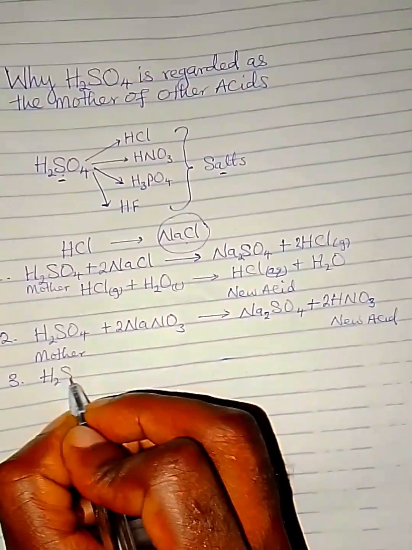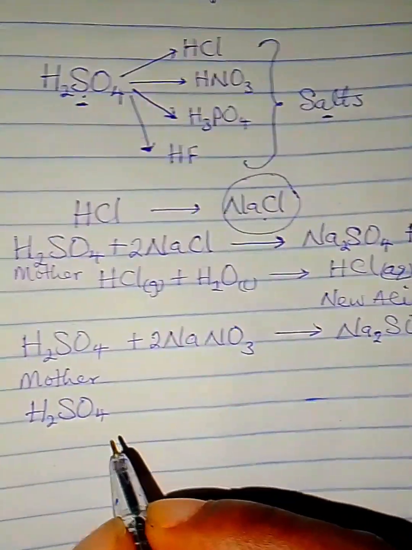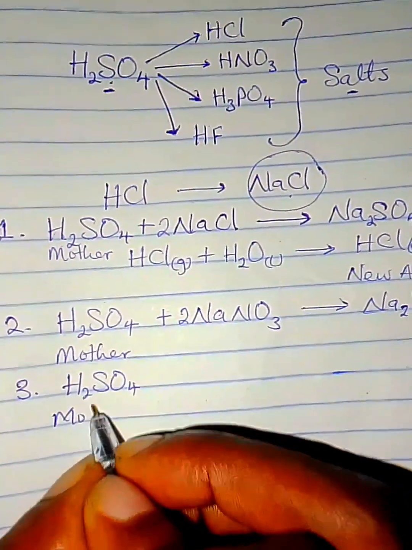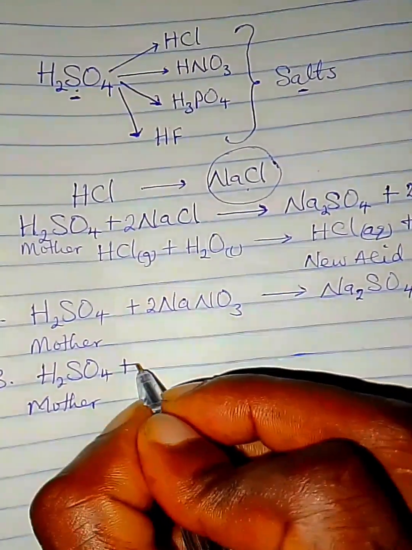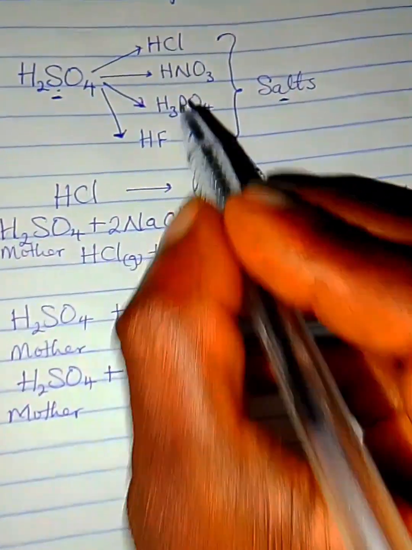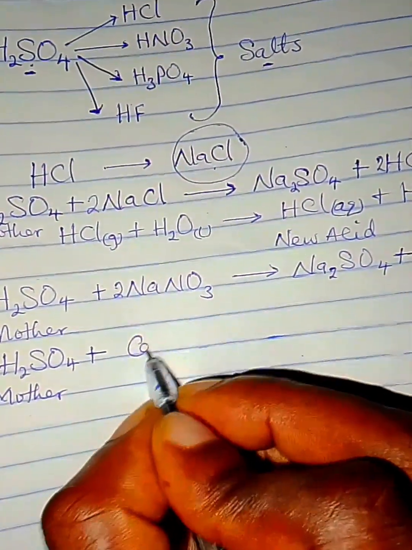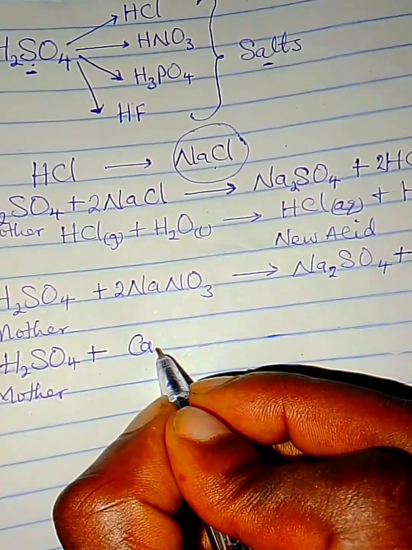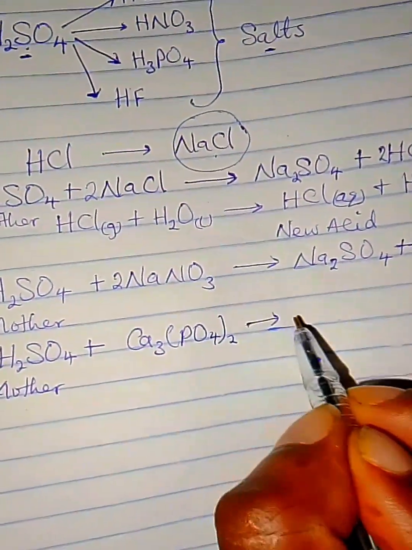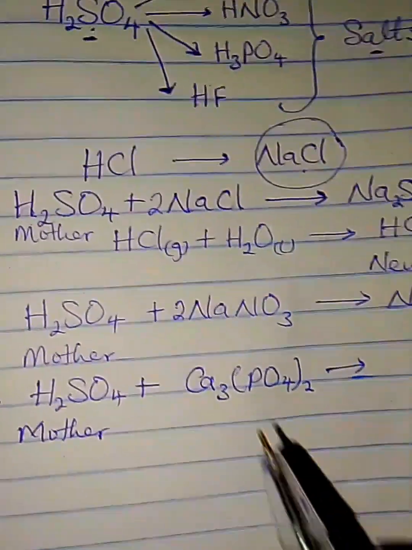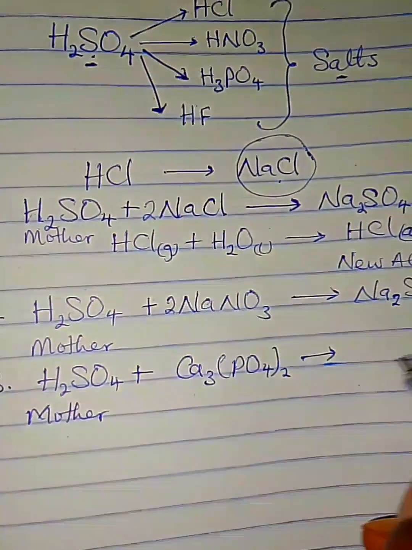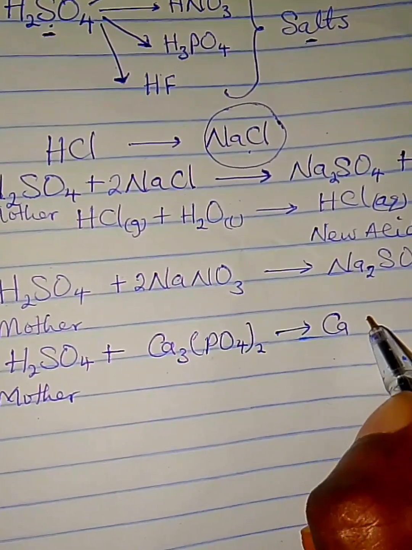Now, number 3, let us produce tetraoxophosphate 5 acid by reacting the mother acid with its salt. Let's take the salt of tetraoxophosphate 5 acid as calcium tetraoxophosphate 5. As usual, what happens is displacement. Calcium will displace hydrogen in the mother acid to create a new salt, calcium tetraoxosulphate 6.